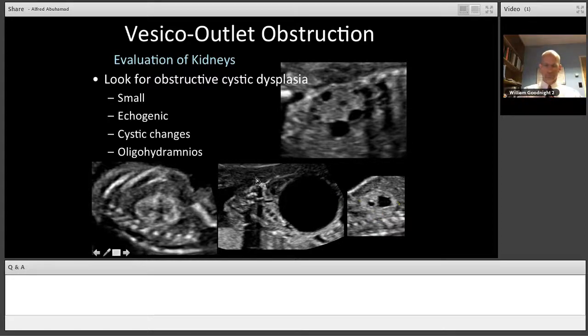Certainly, the presence of oligohydramnios is extremely worrisome in that condition. Well, these have been described, at least, as prognosticating factors for poor prognosis for patients.